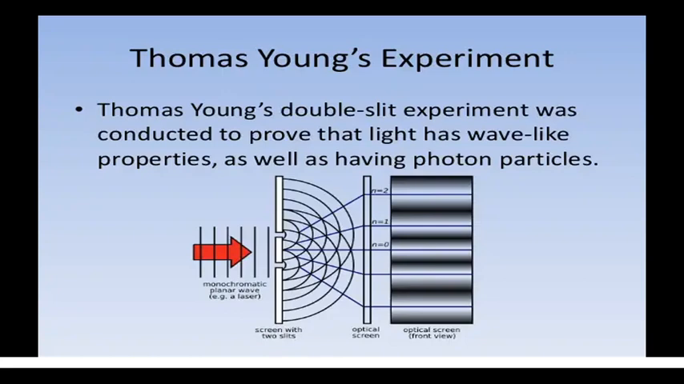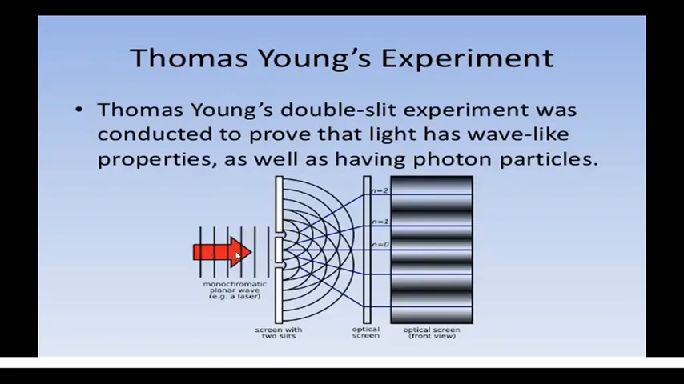So it was Thomas Young who did the experiment which is known as the Young's double slit experiment, which proved the interference of waves, and he conducted that experiment to prove that light, electromagnetic radiation, has wave-like properties as well as having photon particles. So here you can see a monochromatic plane wave. A monochromatic wave means it's having only a single wavelength. Such waves are called monochromatic waves. For example, laser. Laser is a monochromatic wave.